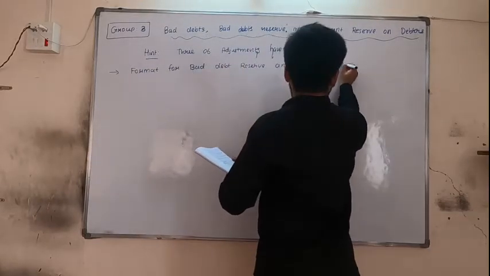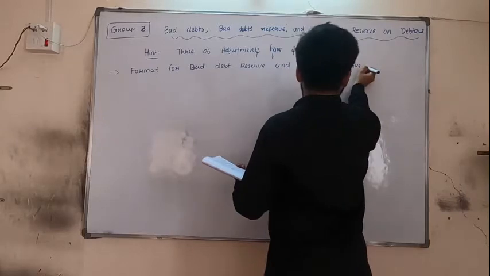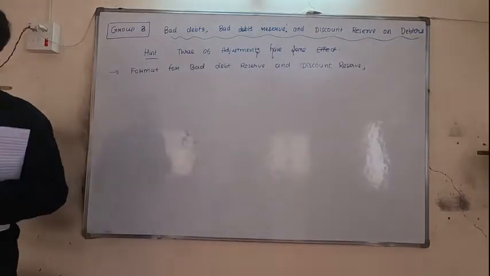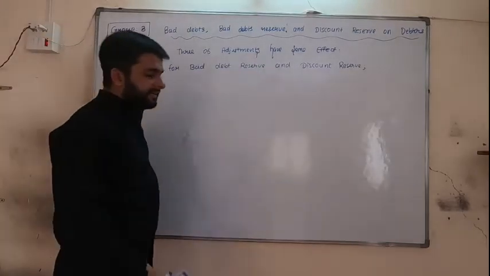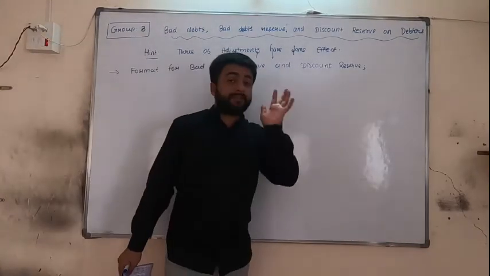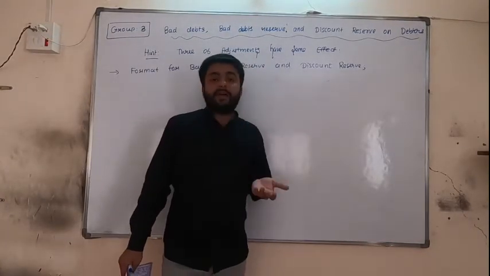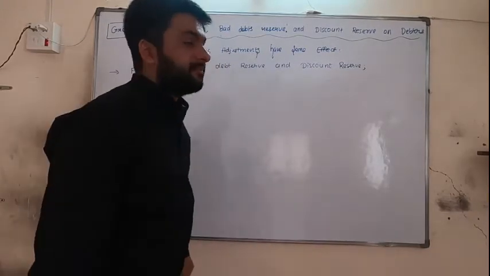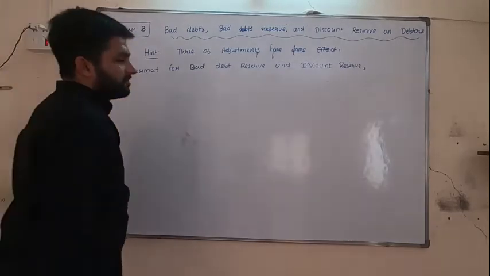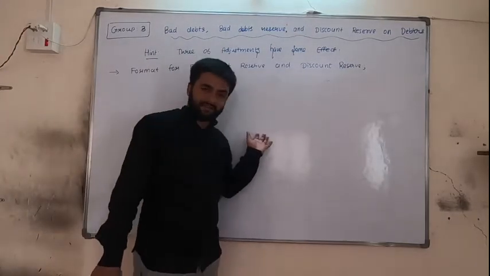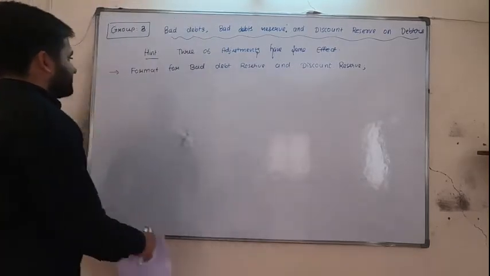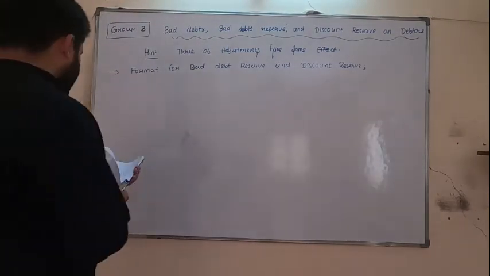All these things are seen in standard 11 also, but this is just a repetition. The persons who have concentrated properly in standard 11 will not face any problem learning this adjustment, and the persons who have not concentrated will face some problems in standard 12. No problem, you can learn now also. In standard 11 it does not have these hints, but these hints came to my mind and I have prepared them. Yes, the format for bad debt reserve and discount reserve.